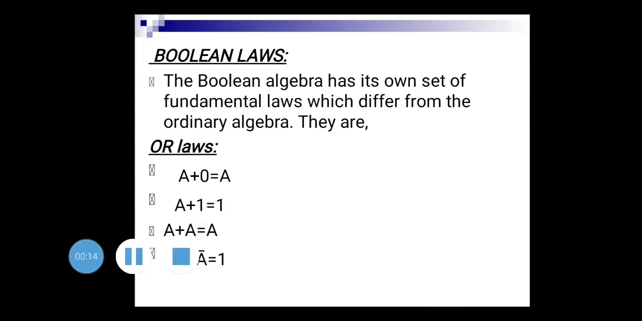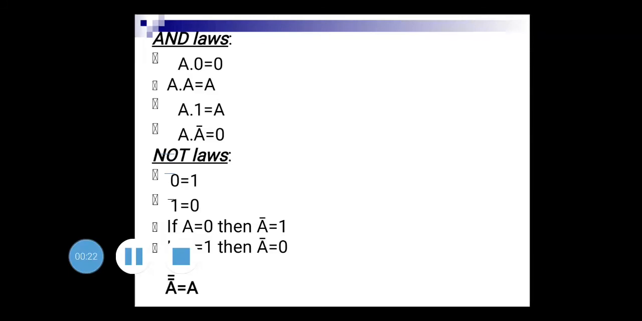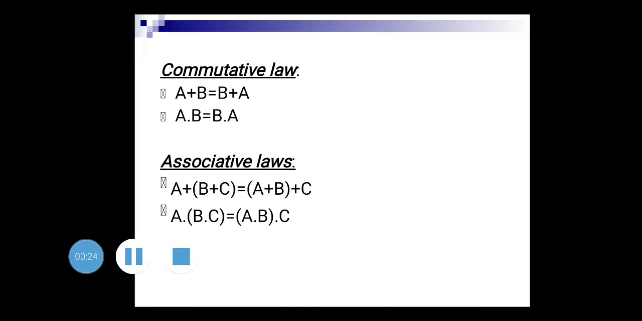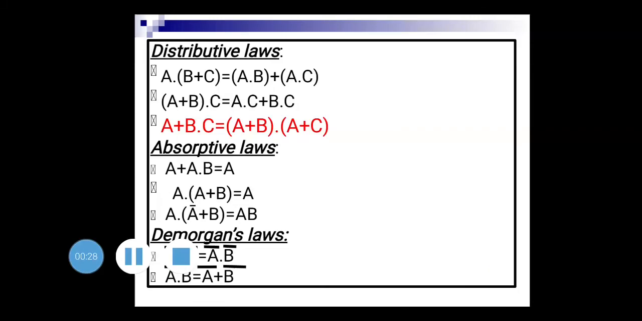We have already studied the different Boolean laws in the last video, that is the OR law, AND law, NOT law, commutative law, associative law, distributive law, absorptive law and De Morgan's law. So today we are going to apply all these laws to the given Boolean equation to reduce it.